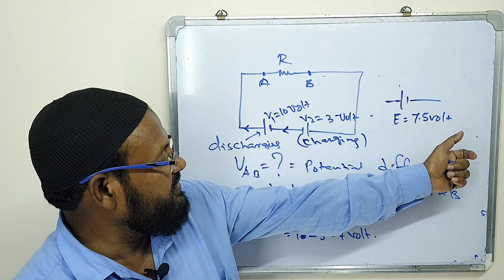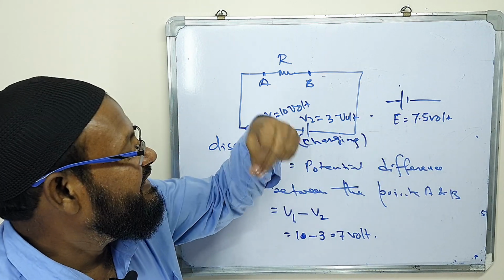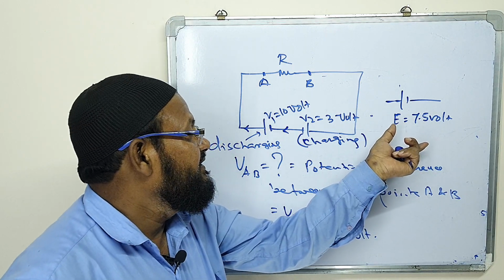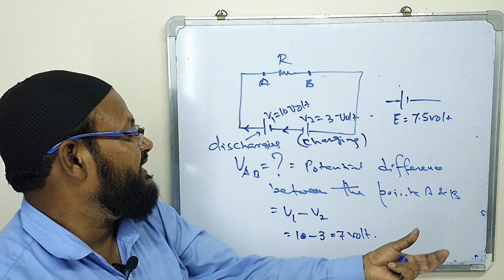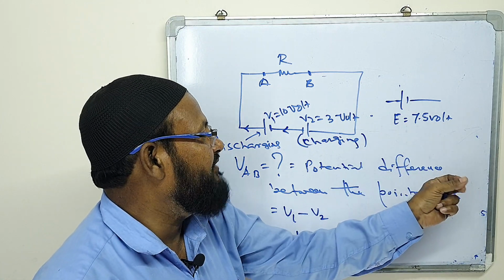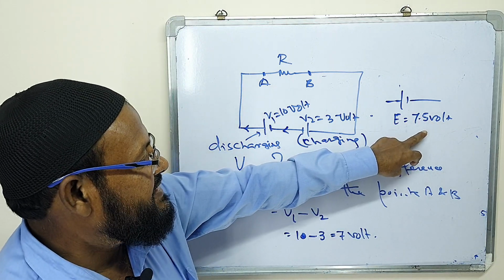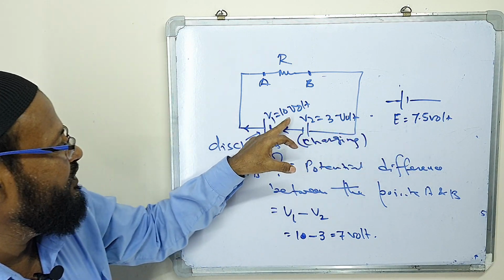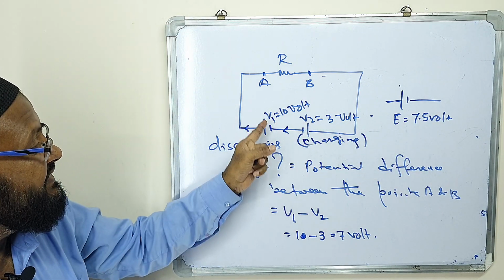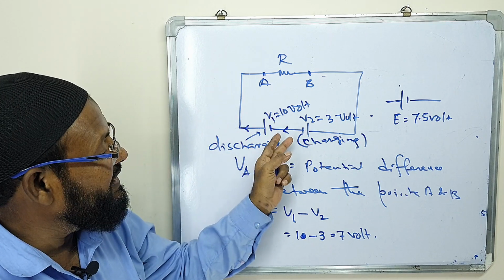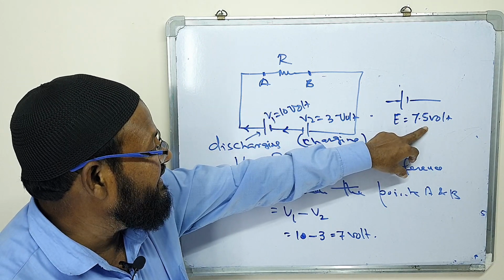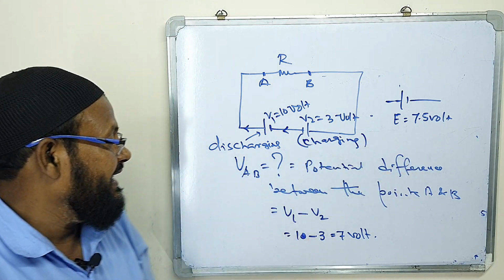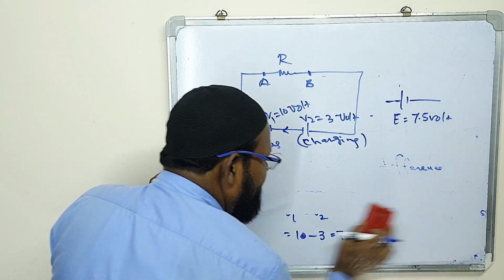When it is lost, the battery will be charged again. When it will be charged by another battery, that battery should have EMF more than 7.5 volt. Suppose more than 7.5 volt is 10. In that case, this 10 volt battery will charge this battery. This 3 volt battery will not charge this battery. I am giving one question. Please see here.